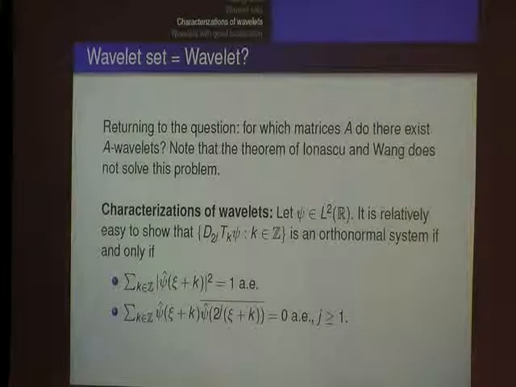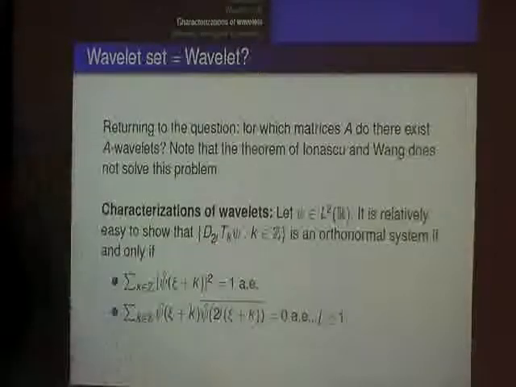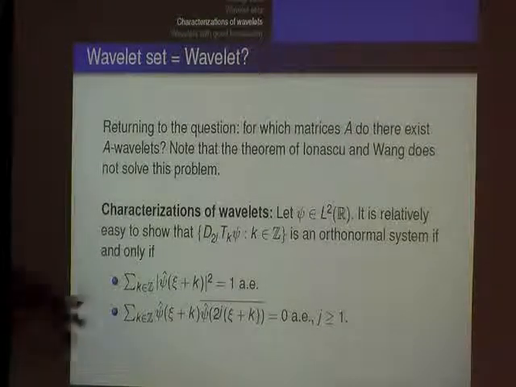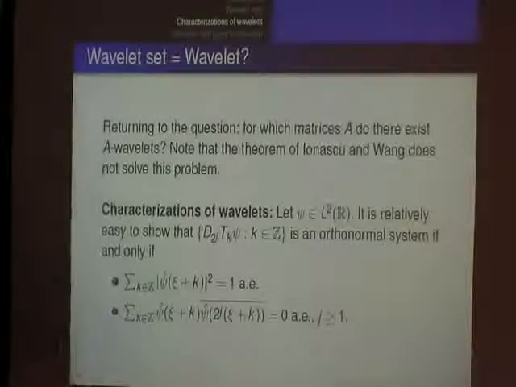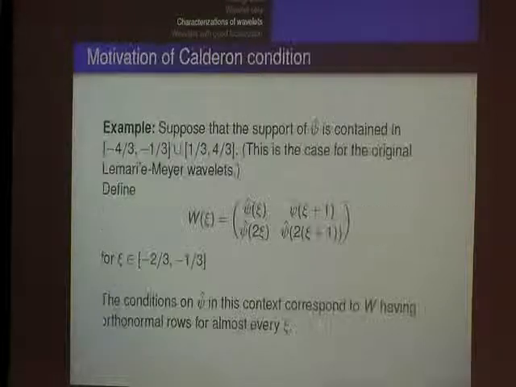So, returning to the dyadic case, it's relatively easy to show that the wavelet system generated by a function C is orthonormal if and only if these two conditions hold. This is just taking the Fourier transform and periodizing, and it's not too hard.